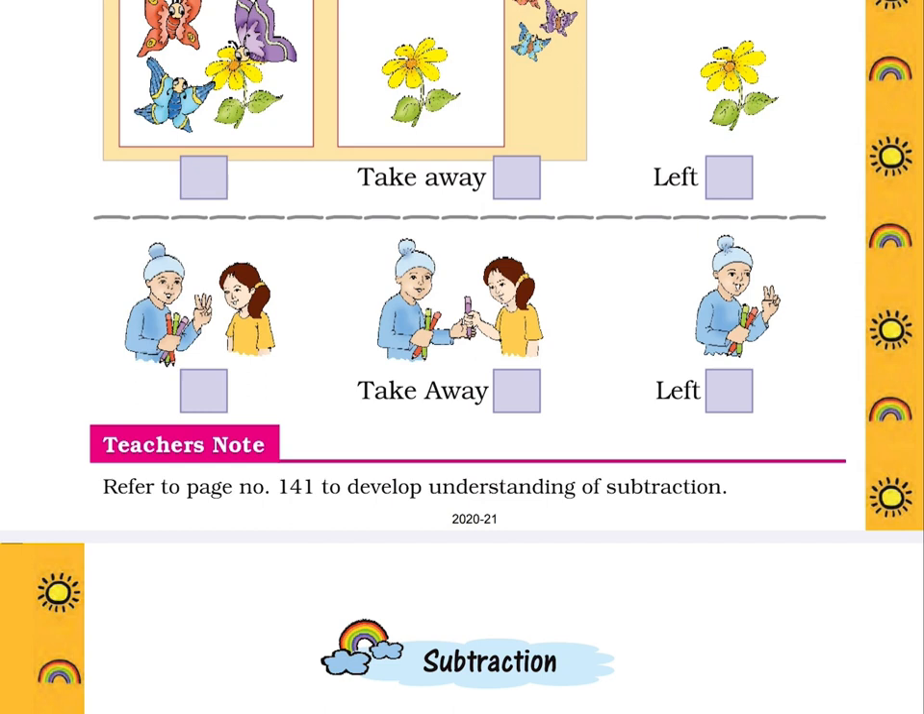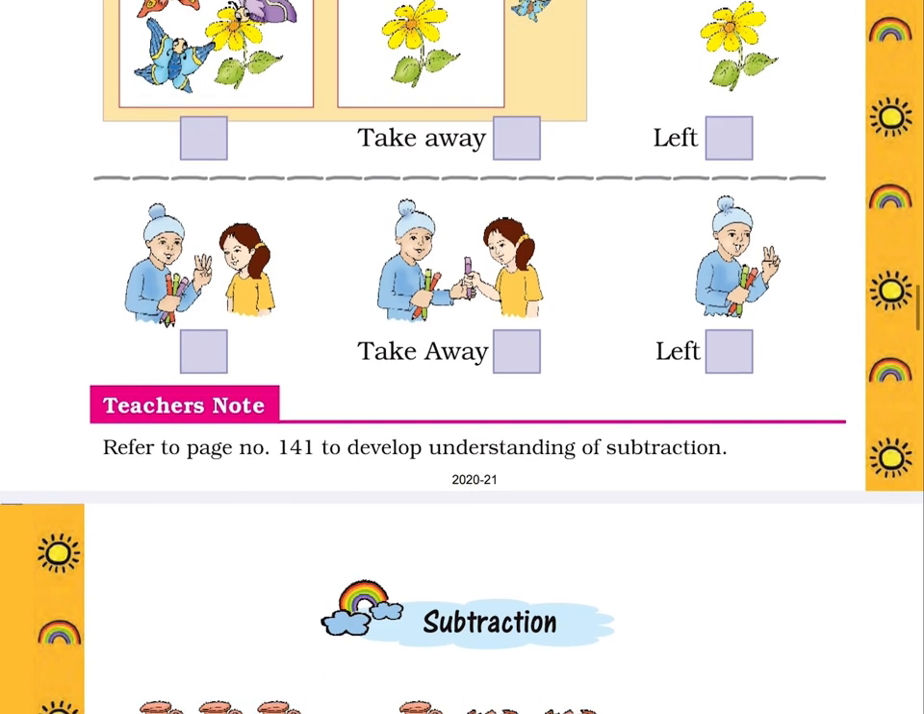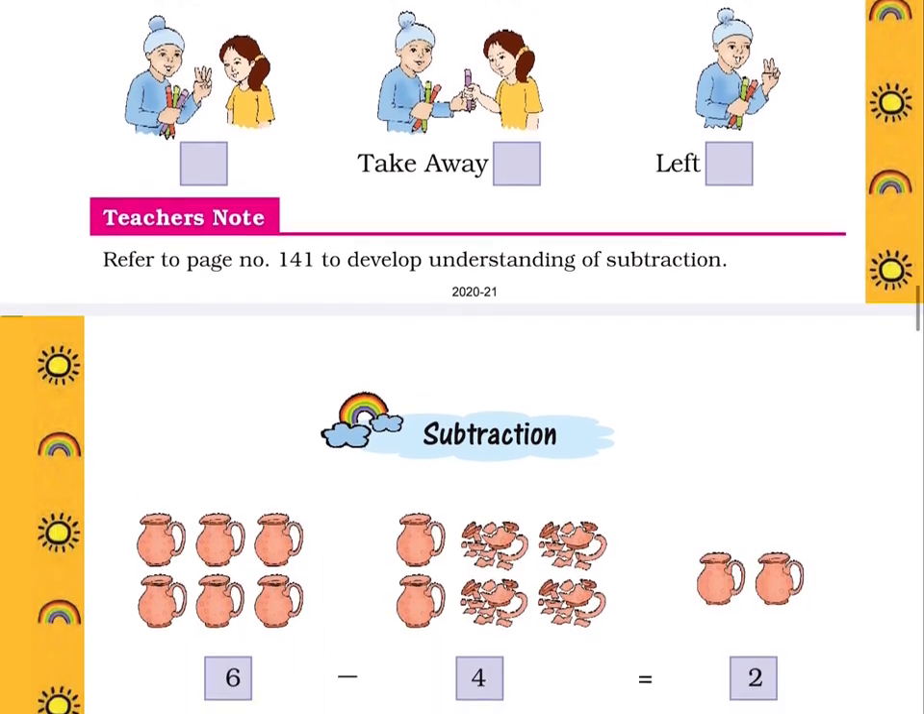Picture 3 shows the boy holding 2 pencils. Writing space below this picture is empty. Part 4 Text: dash, take away dash, left dash.